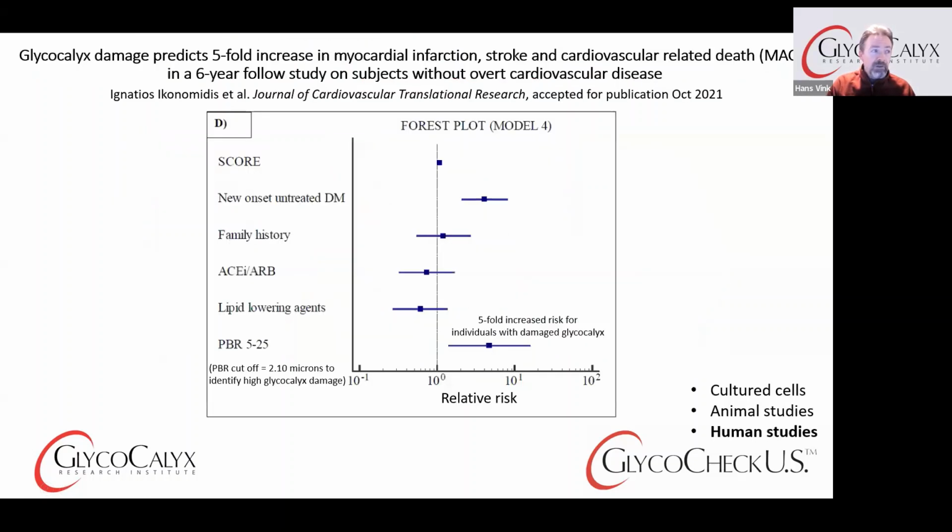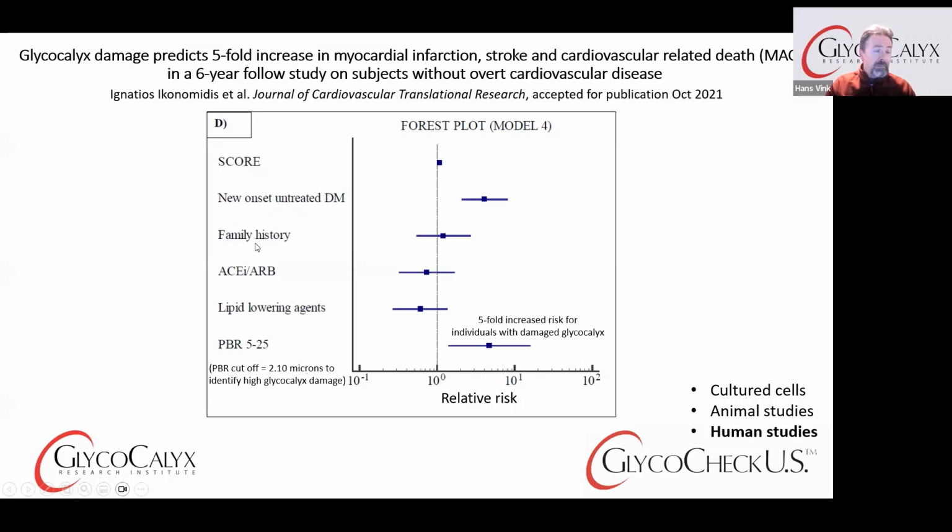So how is glycocalyx involved? One thing that we realized is if you look at people with a compromised glycocalyx, and those are on the lower left here with a PBR value that's bigger than 2.1 microns, in a study that we did in 600 healthy individuals, it shows if your PBR or your level of glycocalyx damage is greater than that 2.1 microns, and you look at the risk of getting a heart attack or a stroke, then we see if your glycocalyx is compromised, your risk of a stroke or a heart attack is more than 5 times greater than in individuals with a healthy glycocalyx.